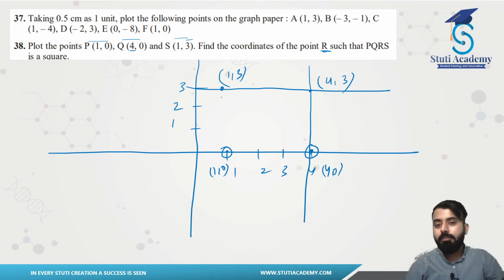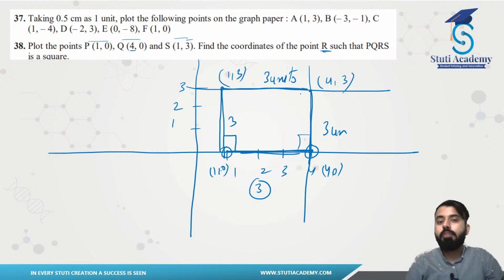Now you can just see the vertical distance is 3 units. Distance between these two, 4 minus 1, that should be 3 units. And you see each of them is sharing an angle of 90 degrees because the axes are always perpendicular to each other. The coordinates of point R, that should be 4 comma 3.